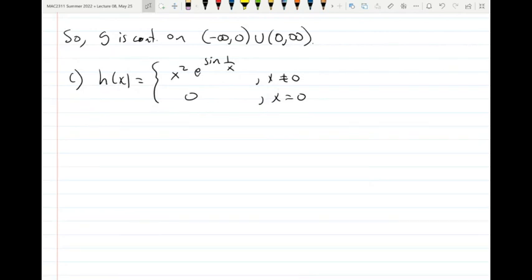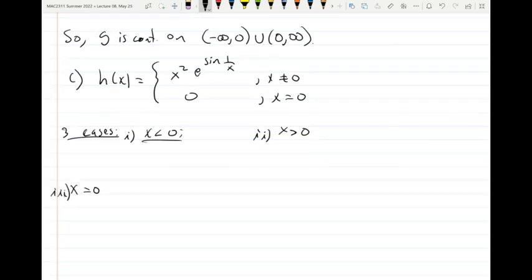All right, so let's do it. Three cases: x less than 0, x bigger than 0, and then x equal to 0. Okay, x less than 0. What's our formula? First one. What can we say about this? Why? Okay, and then why is this continuous? Because, just use the properties.